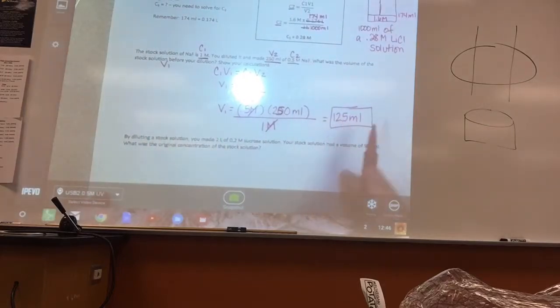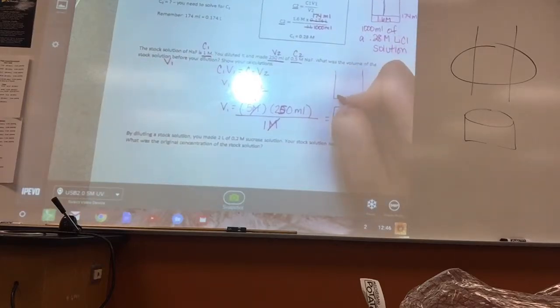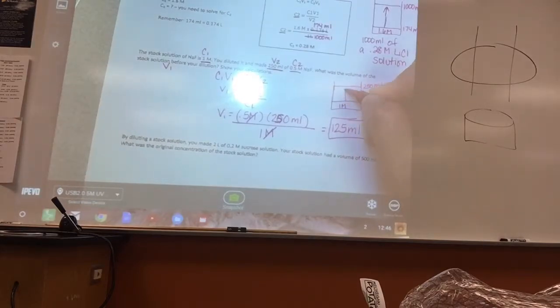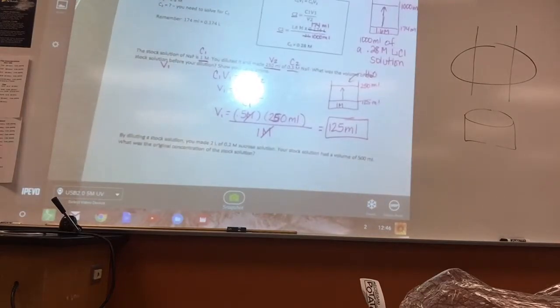So conceptually, they took 125 milliliters of that original 1 molar solution and diluted it with water up to 250 milliliters. So they poured in water, they added water and diluted it up to 250 to make your 0.5 molar solution. Alright, so that's what they did.